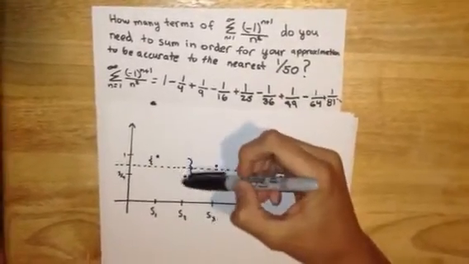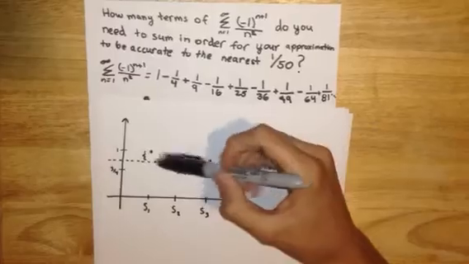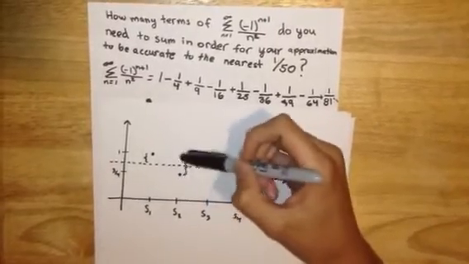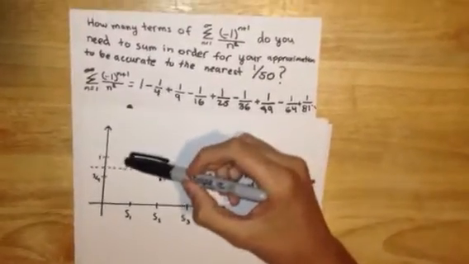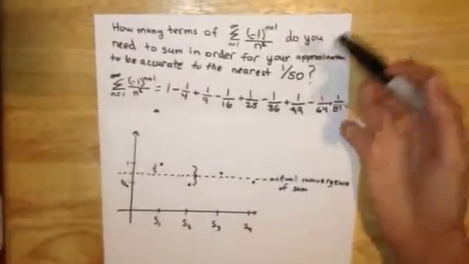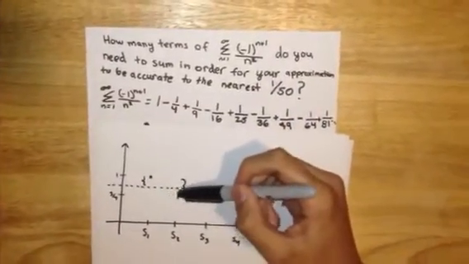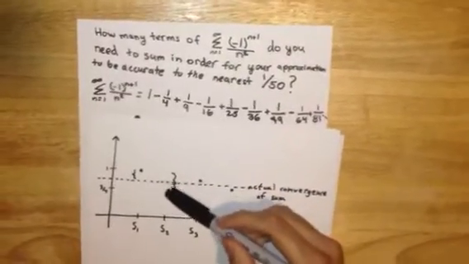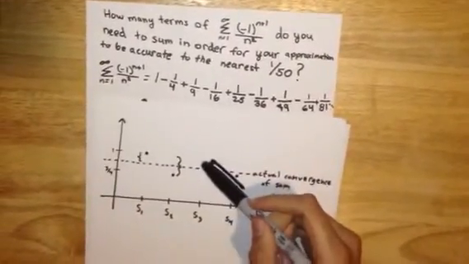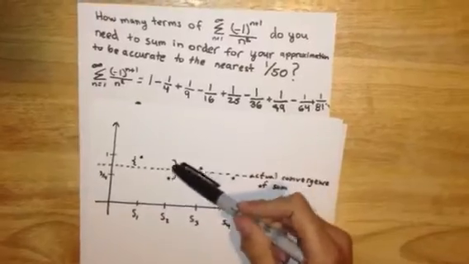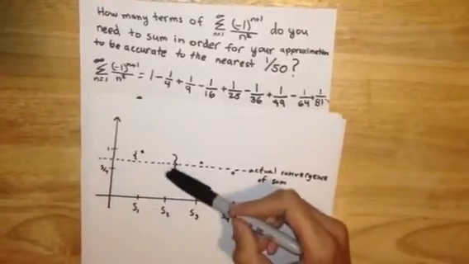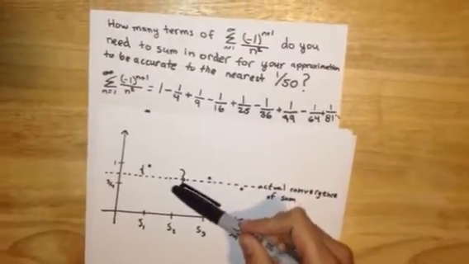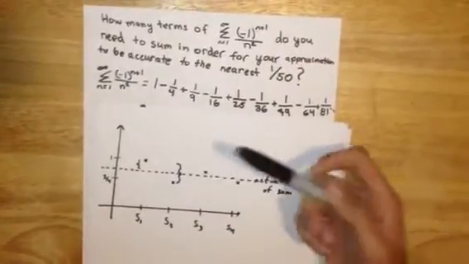Now, there's another key characteristic. From 1 to the next sum, which is 3/4, we notice that this distance is much greater than your actual error. And if we look at the next one, same thing happens. This distance is the actual error, and the distance from the sum of 3 to the sum of 2 is much greater than the distance from sum of 2 to the actual convergence, which is your actual error.